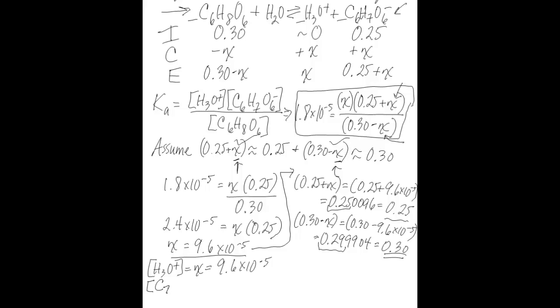the ascorbate anion concentration we've designated in our ICE table as 0.25 plus X. We've already seen from testing the assumption that adding X to 0.25 does not change its value. So our ascorbate anion concentration is 0.25 molar.